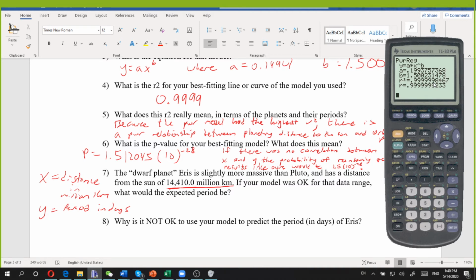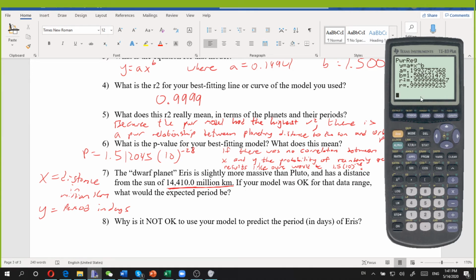Is it just A times x to the B, so 0.199 times 14,410 to the power of 1.5? That's perfect. Okay, so what we're going to do is we're going to take this equation and we're just going to plug in 14,410 million kilometers.